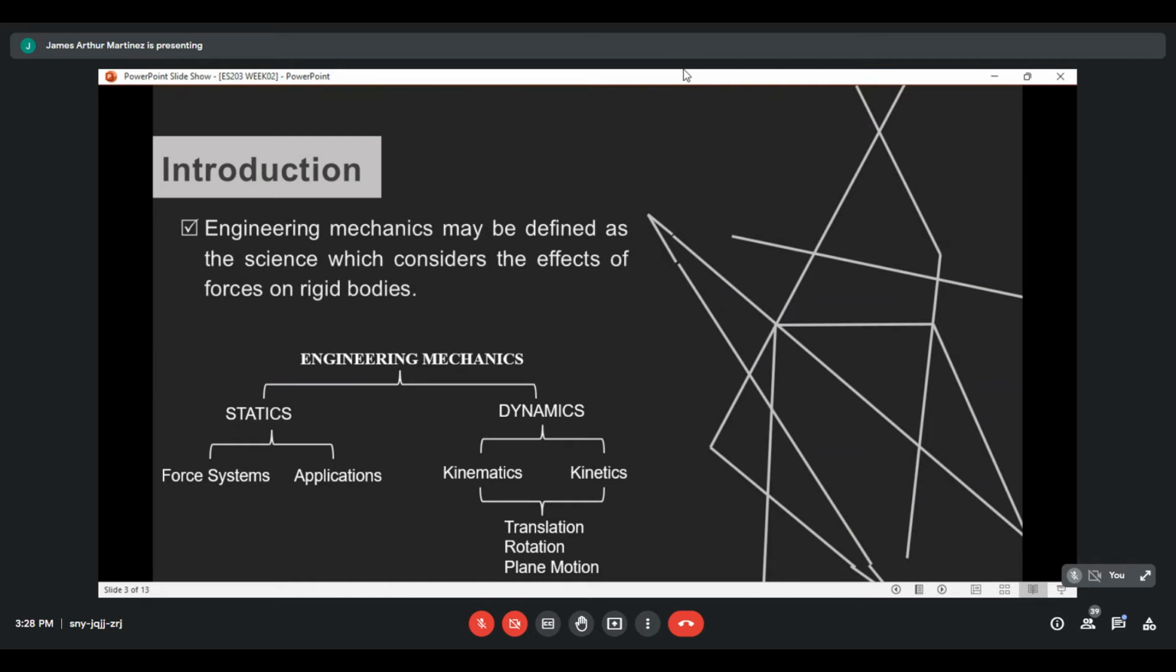so that for the final term we can focus on plane motion and also the last topic after this one. It is actually a supplementary topic, which is the kinetics of a particle with regards to work, energy, impulse, and momentum. That will be the last topic for this subject, dynamics. So sige lang, I'll try my best to cover all of the syllabus.